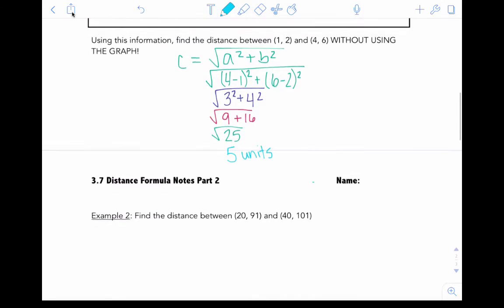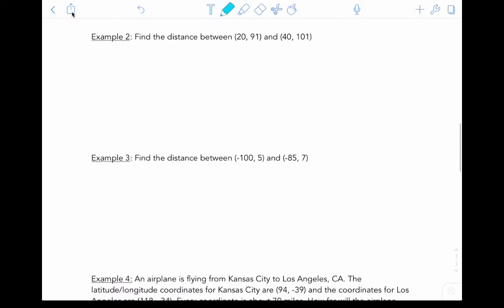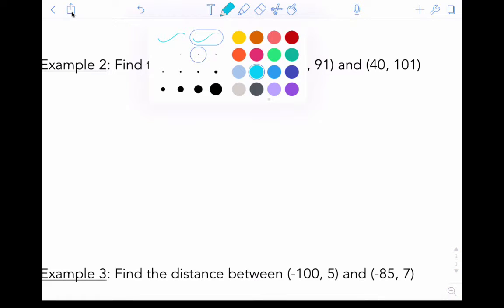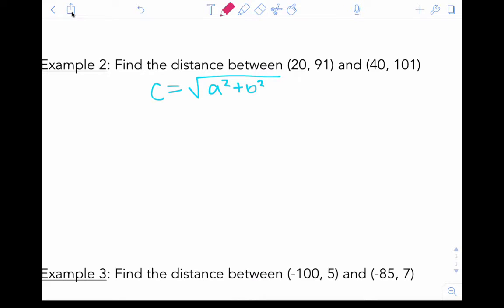Let's do another one. Let's do example 2. It says find the distance between the points (20, 91) and (40, 101). So I'm going to start by writing c equals the square root of a squared plus b squared. And then I'm going to plug in my numbers for a and b. A is my largest x minus my smallest x. So in this case, it's going to be 40 minus 20. And I'm going to square that.